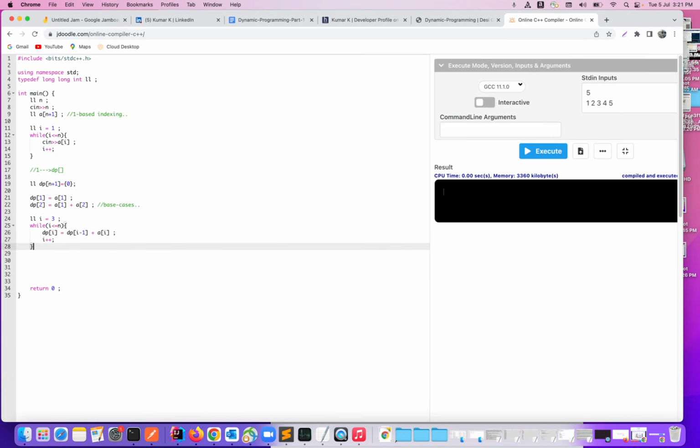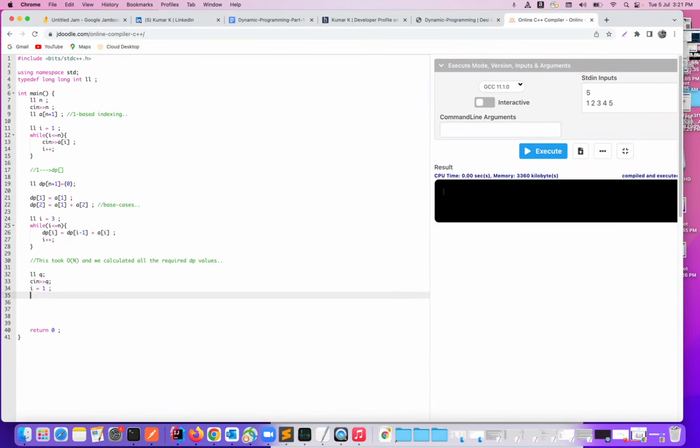Okay. So let me explain something. This procedure which we did took O of n time, and we calculated all the required dp values. Now we will be given queries, guys. Okay, let's read the number of queries.